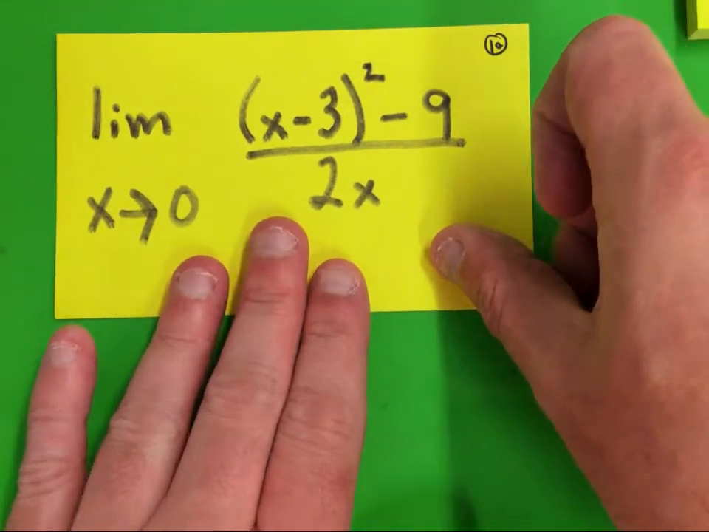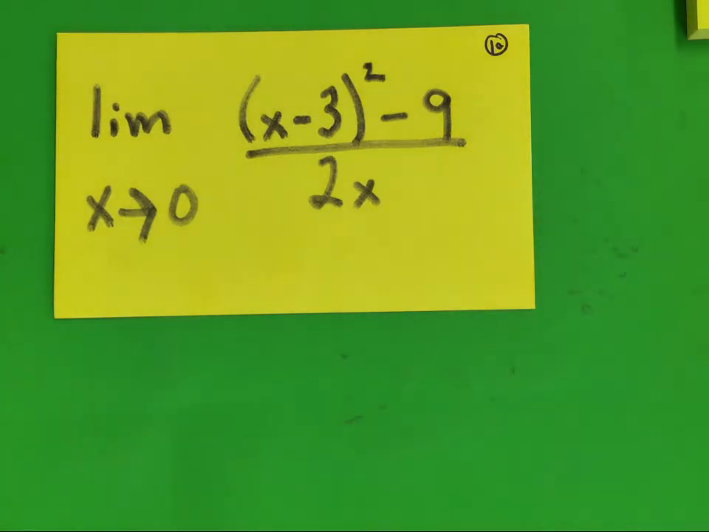Number 10. The limit as x goes to 0 of (x minus 3) squared minus 9 over 2x. I take 0, plug it in. What do I get in the denominator? 0. So now I'm going to try to do something.